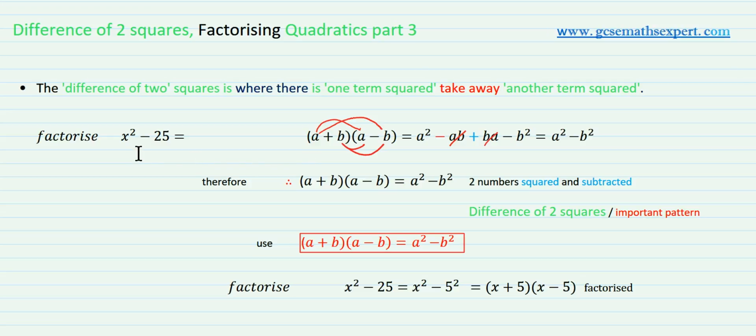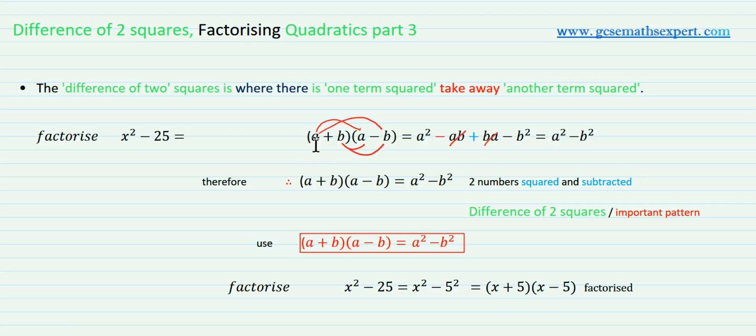Now in order to explain this, we're going to perform these operations. We're going to have a plus b in brackets times a minus b. So the only difference is the sign. We've changed this from a plus to a negative, and you can multiply it out. We're going to use the FOIL method.